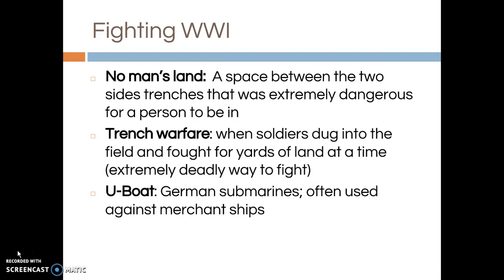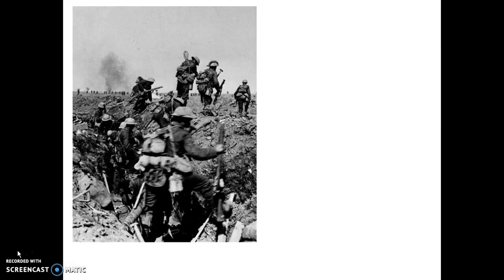The space between the trenches, which you'll see in a couple of pictures in a second, is called no man's land. Extremely dangerous. These trenches could be anywhere from 100 to 600-700 feet apart, sometimes more. Both sides have machine guns and artillery aimed at the other side's trench, and if you're in between those, you're basically target practice. So no man's land is the ground in between. Trench warfare is the system of this. We also talked about U-boats, or German submarines, which were often used against merchant or civilian ships that were carrying weapons.